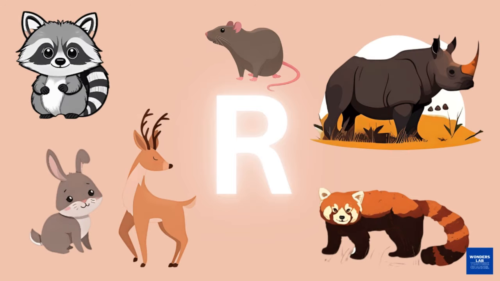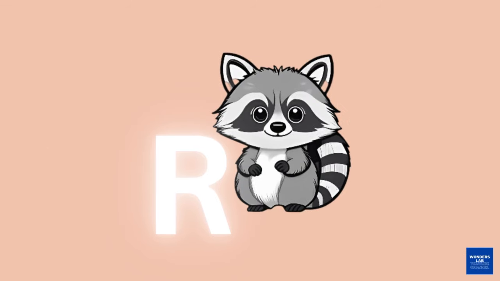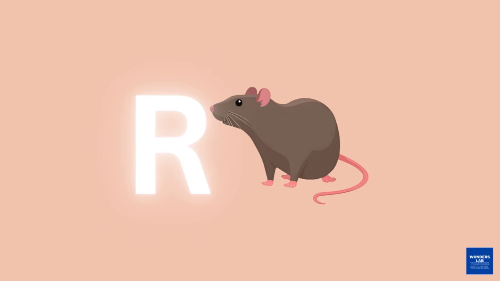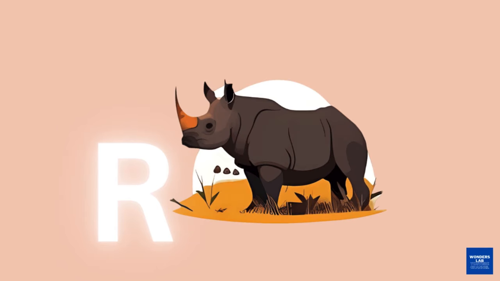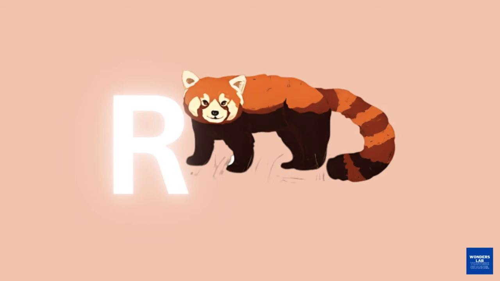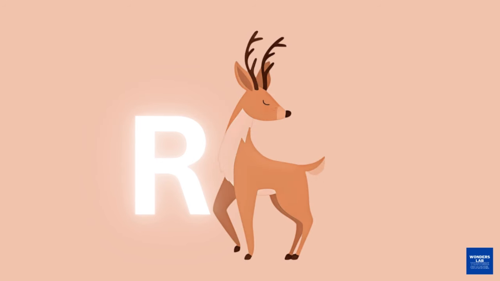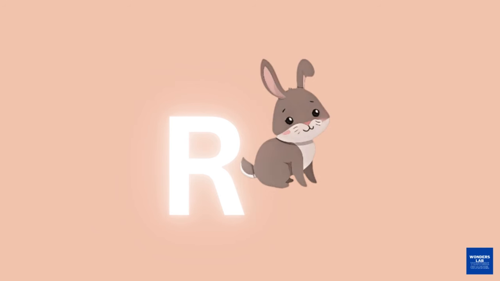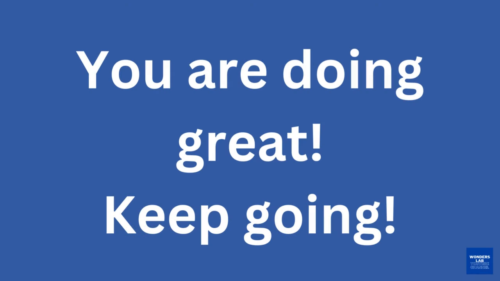Let's continue with R. R is for raccoon. R is for rat. R is for rhino. R is for red panda. R is for reindeer. R is for rabbit. You are doing great. Keep going.